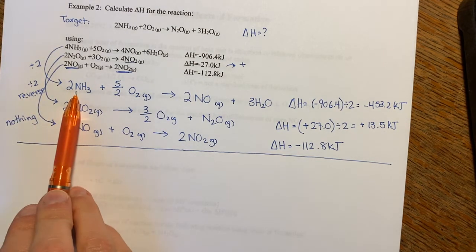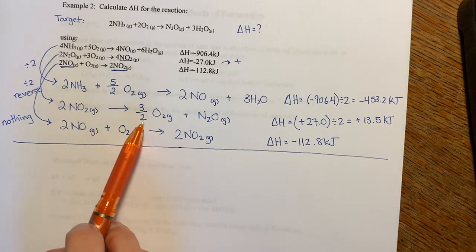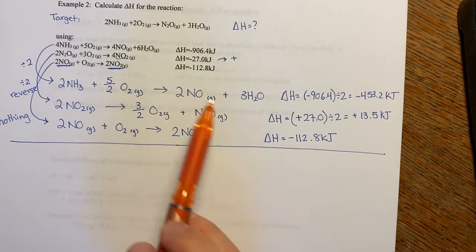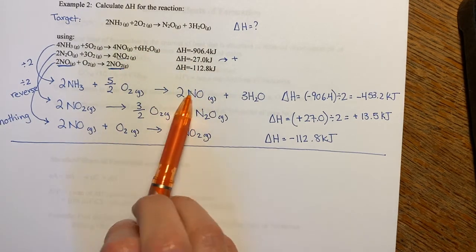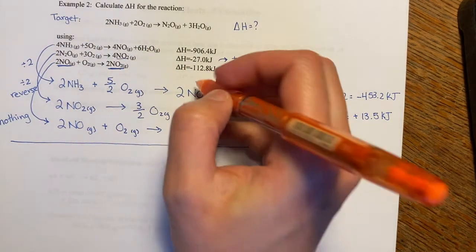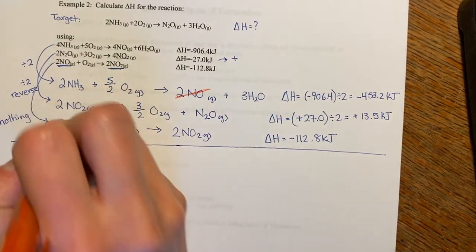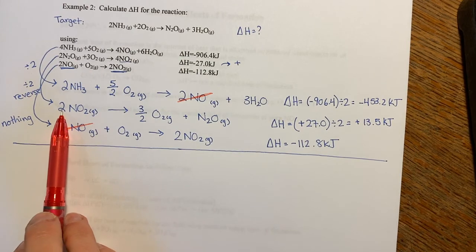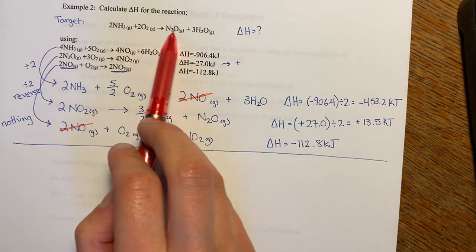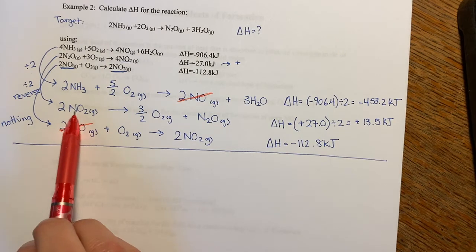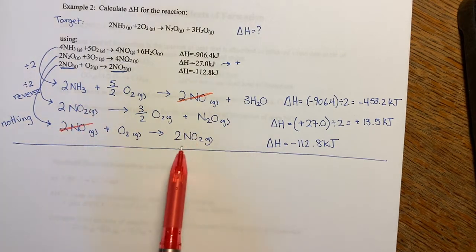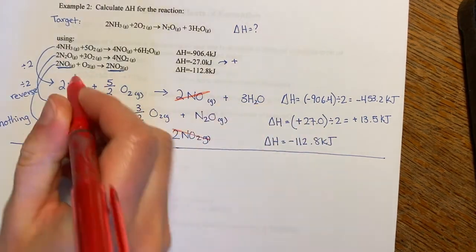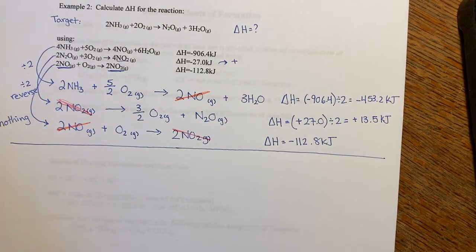So first, that's good the way it is. Oxygen, leave it to the end because it's in so many places. 2 nitrogen monoxide. This isn't in our target. We want to get rid of it. We also have 2 nitrogen monoxide down here. So we're going to cross those out. Then we also have 2 nitrogen dioxide. Nitrogen dioxide isn't anywhere in our target. We want to get rid of it. There's 2 on this side of the arrow, and there's 2 on the other side of the arrow in this reaction. So we'll cross that one out.